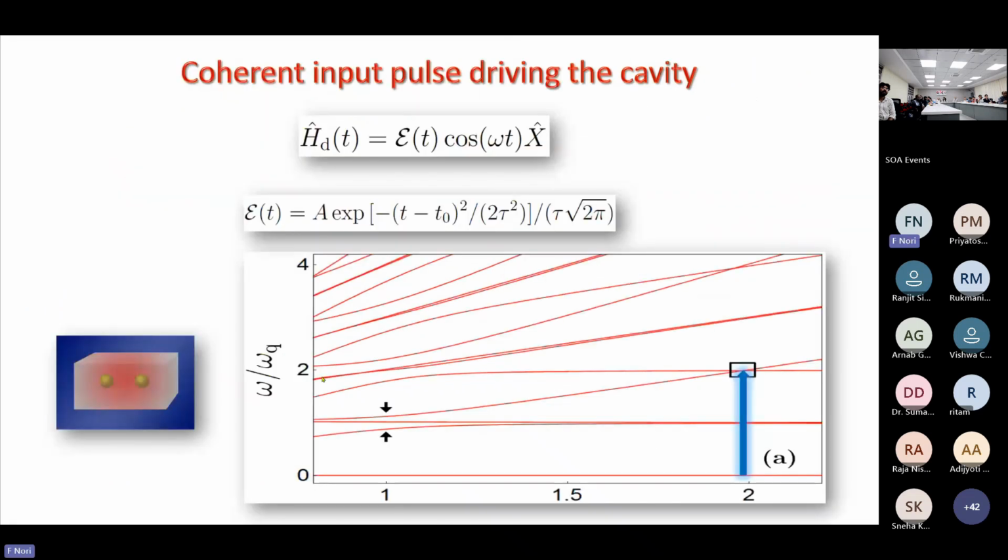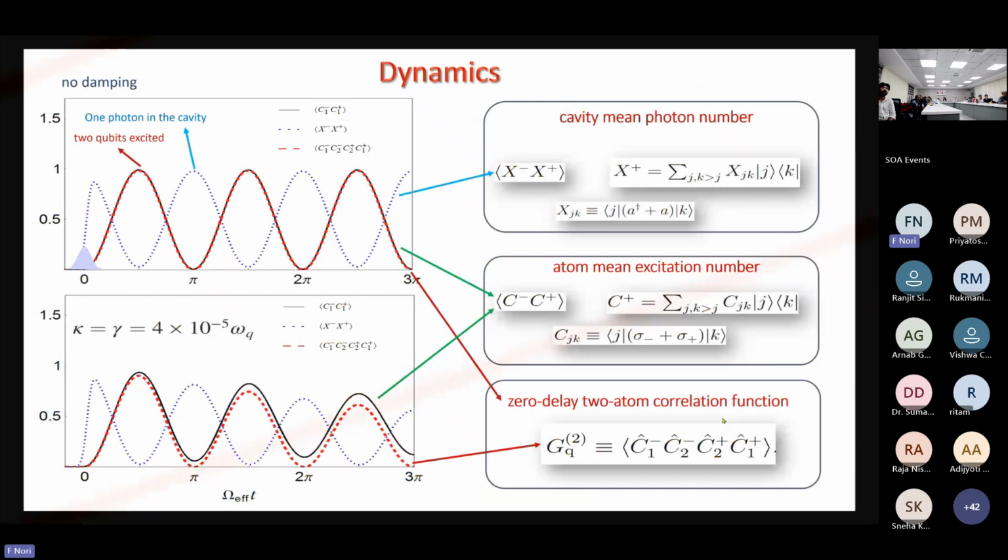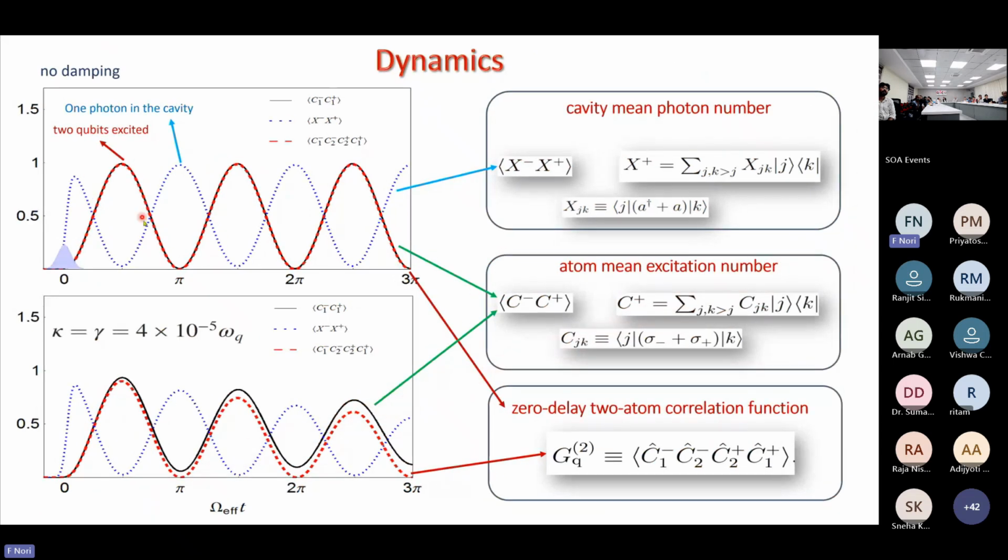So you can start with the system here. You put a pulse here, this Gaussian pulse. Then the Gaussian pulse comes here, and the system goes into two qubits excited, then one photon in the cavity and the two qubits in the ground state, then two qubits excited, and so on and so forth. You can quantify it with the mean photon number, the atom mean excitation number, and the zero-delay two-atom correlation function. This is with no damping, this is with damping.